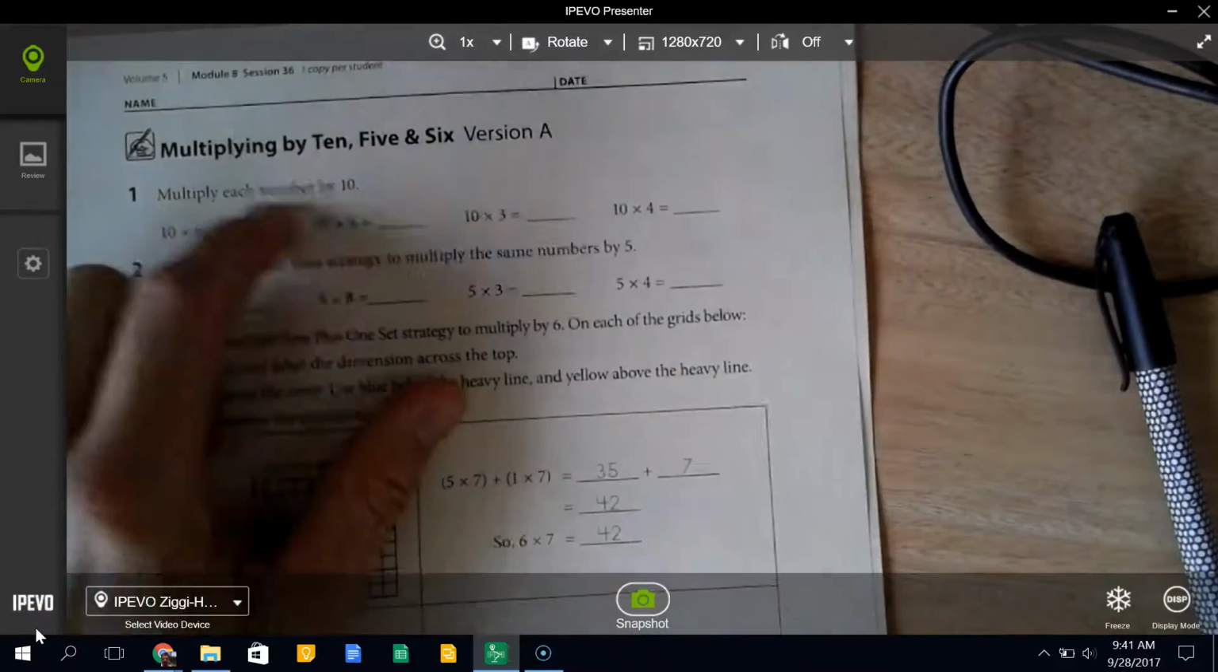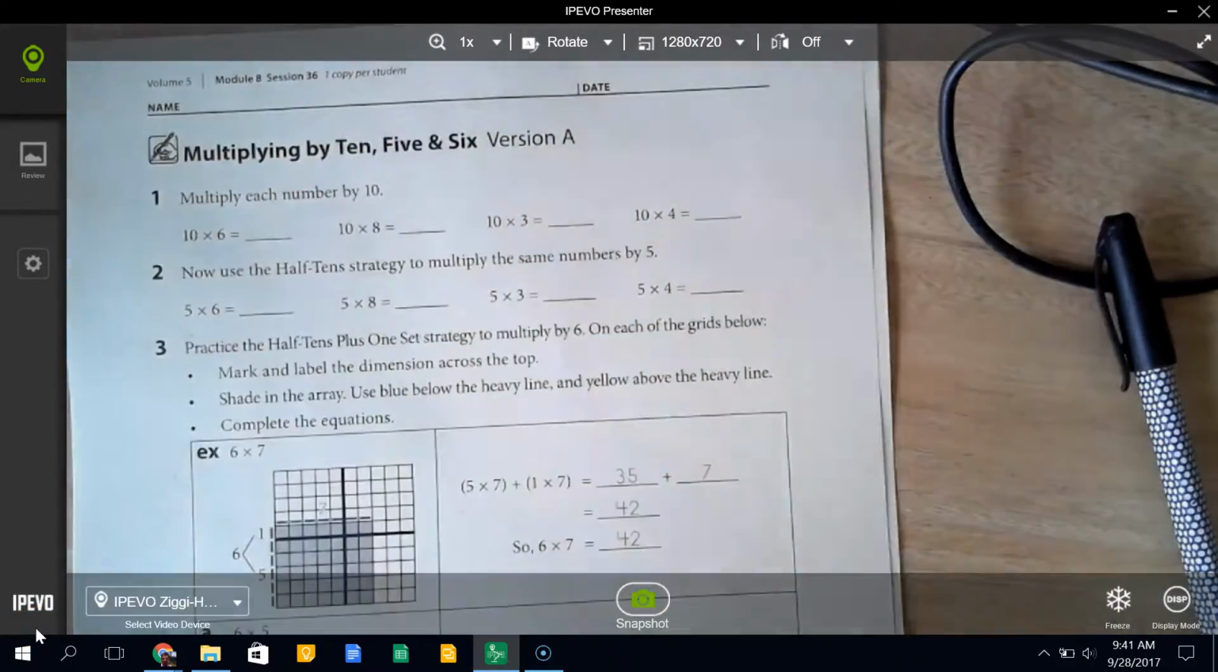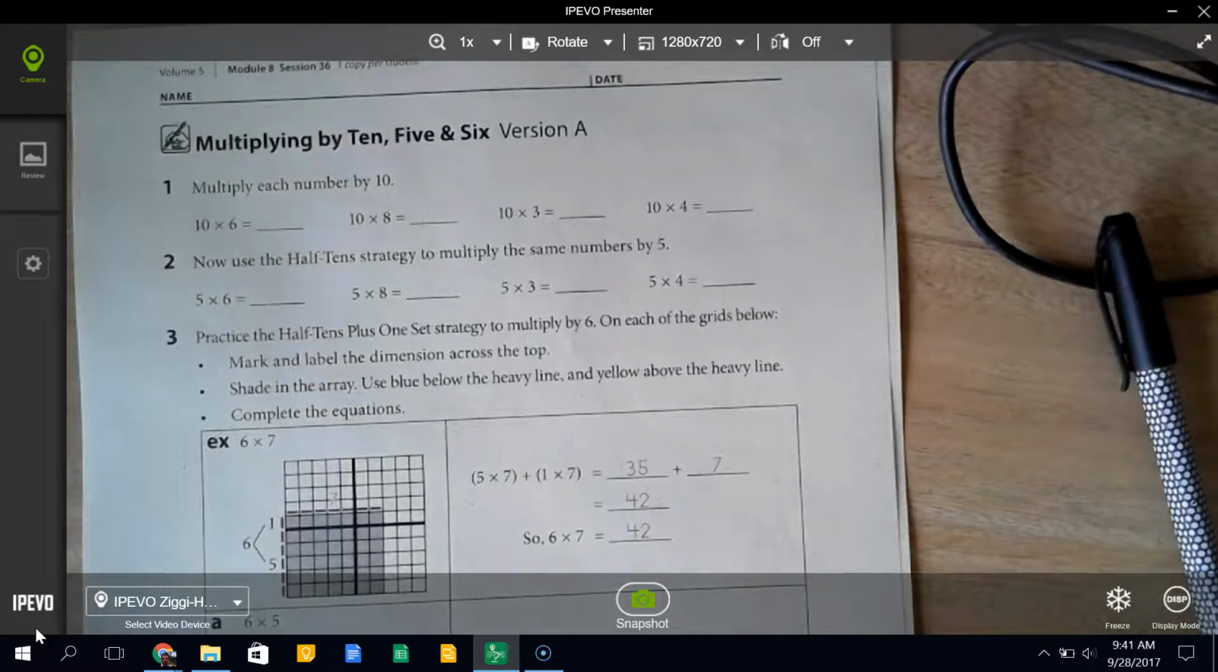This is multiplying by 10, 5, and 6, version A. So the first one is multiply each number by 10. Remember, we're not adding 0. You've got to stop saying to yourself, I'm adding 0, because that's not what's happening.